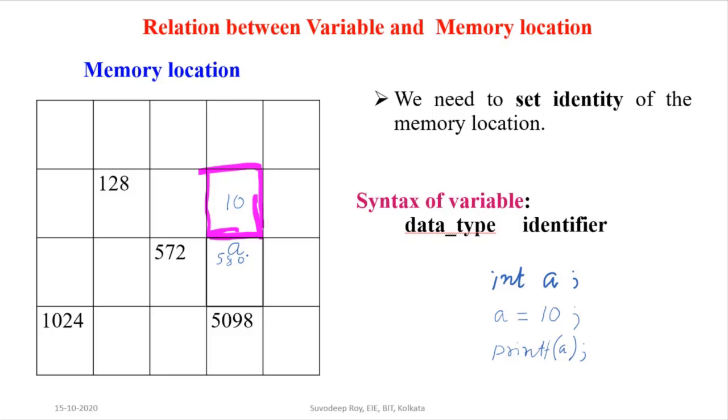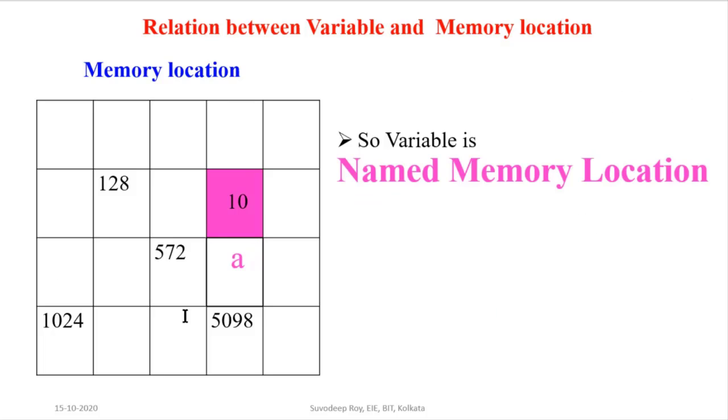In this way, a variable is declared, and when the variable is declared, a particular memory location is assigned for that variable. So a variable is nothing but a named memory location. A memory location has a particular name. We can understand it this way.